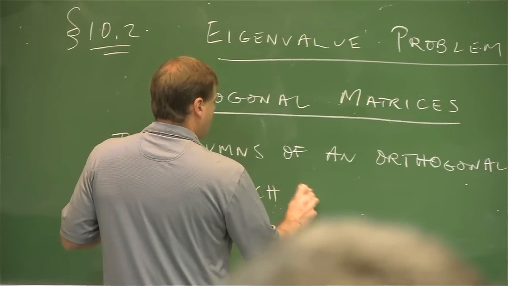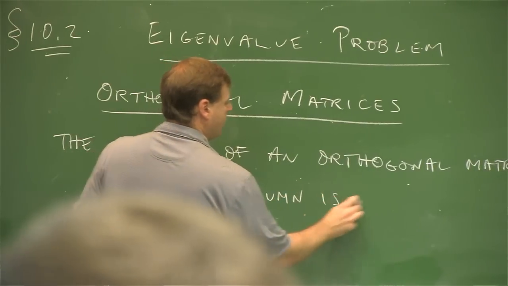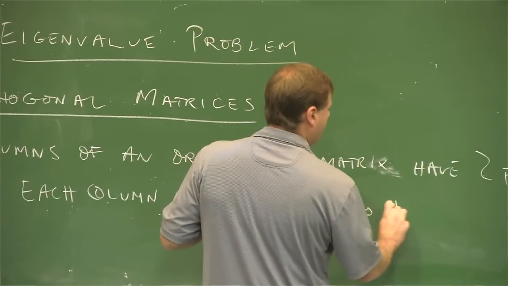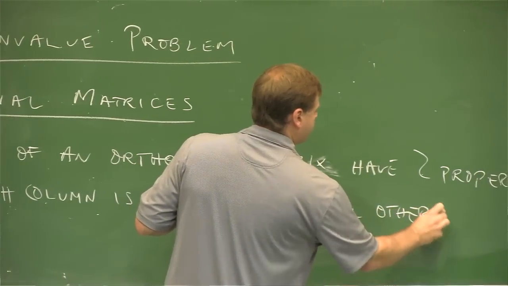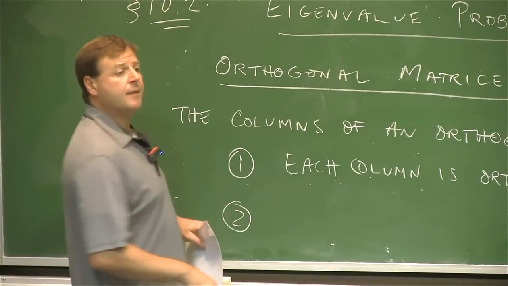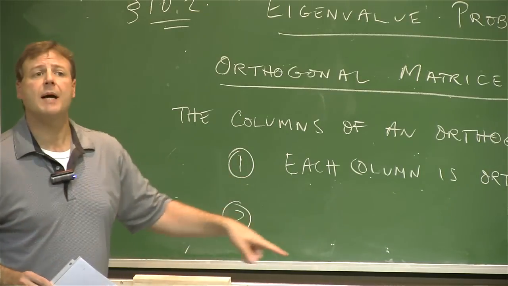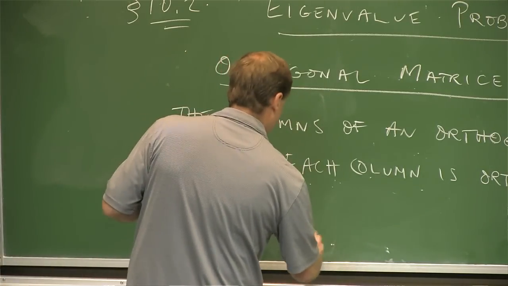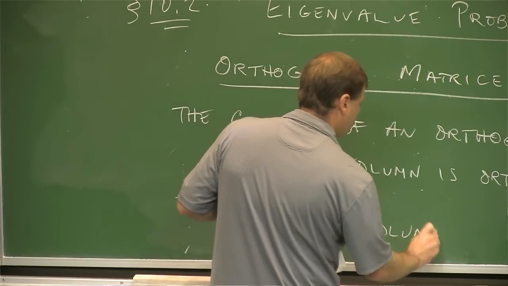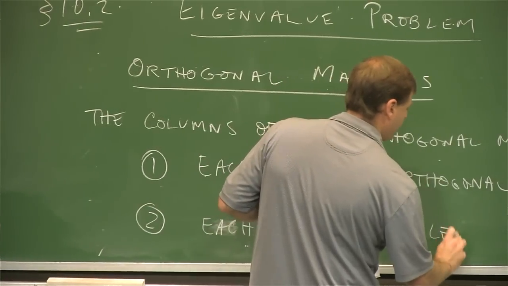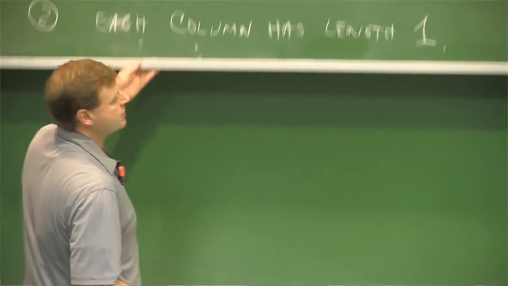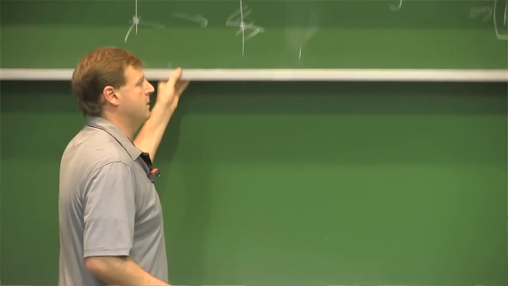Each column is orthogonal to all others. We'll have an example in a second. And then the other feature is that each column has length 1. Those are our two features. So let me give you an example of an orthogonal matrix.